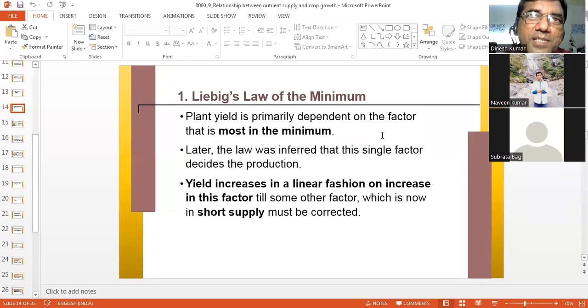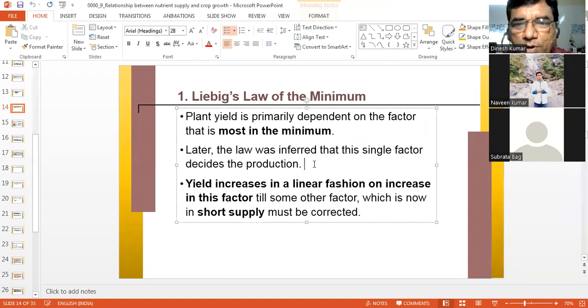Now you can call it Liebig's law of minimum. Sprengel, you remember, 1828. Later the law was inferred to mean that a single factor decides the production. So it has several interpretations actually. Liebig's law of minimum was written in the German language, and you cannot translate everything in the exact sense. So people have translated it differently also. Therefore, you will find different definitions of Liebig's law of minimum.